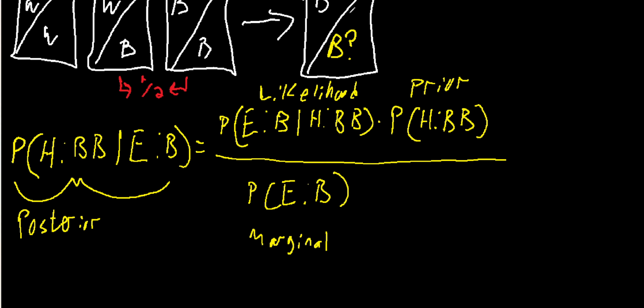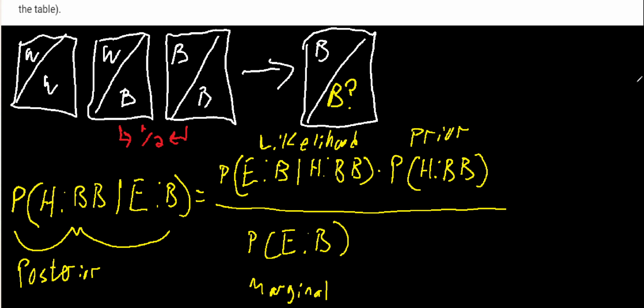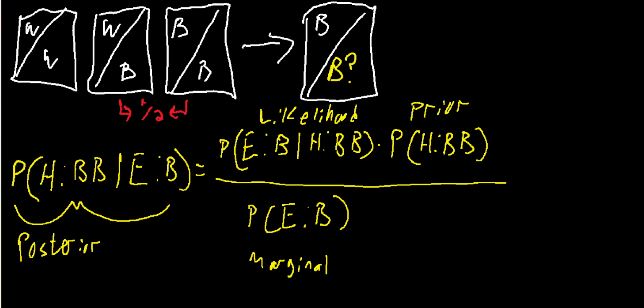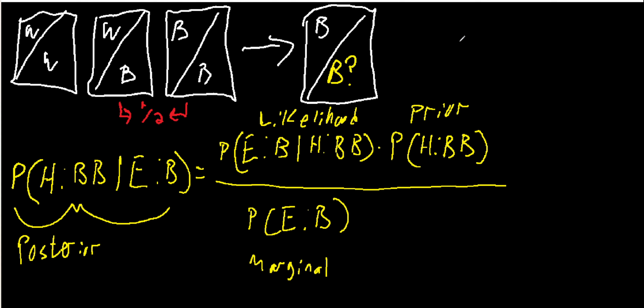Okay, so let's start with the likelihood. What is the probability of having seen a black face given that the card we drew was black? Well, of course, that has to be 100%, right? If the card we've drawn is black, then we're always going to see a black face up. So that is just 100%. Next is the prior. What is our prior probability assigned to the black card? There are 3 cards, and the black card is just one of them. So this is 1/3.